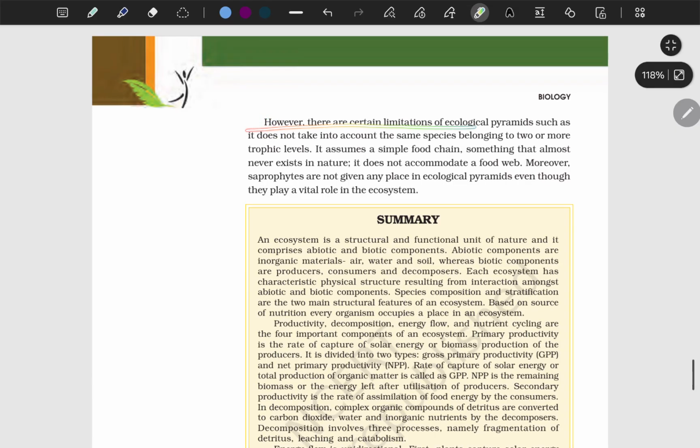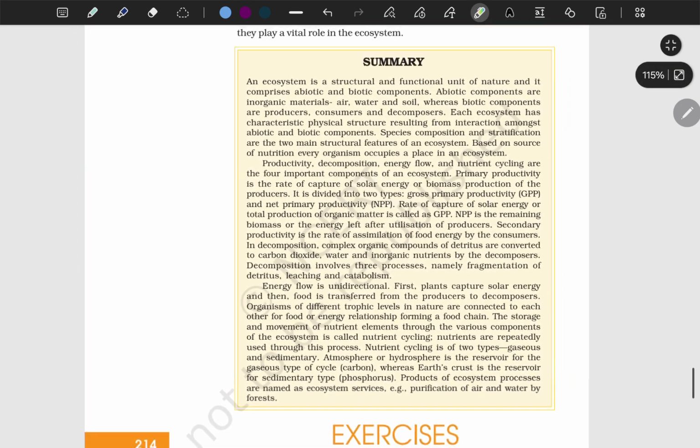However, there are certain limitations of the ecological pyramid, such as it does not take into account the same species belonging to two or more trophic levels. It assumes a simple food chain, something that almost never exists in nature. It does not accommodate a food web. Moreover, saprophytes are not given any place in the ecological pyramids, even though they play a vital role in the ecosystem. Let's talk about the summary.